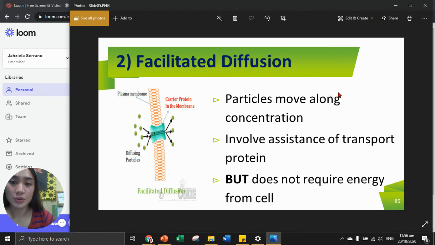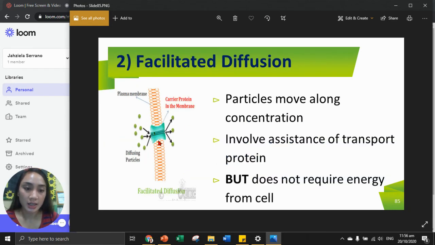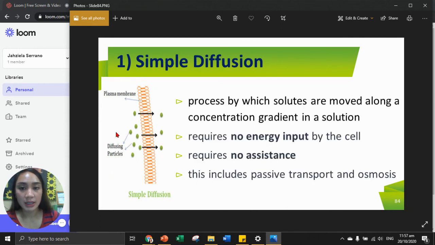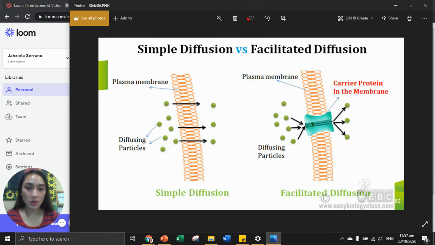Next is facilitated diffusion. So, this one, ganun din, particles move along a concentration. However, in facilitated diffusion, kailangan niya ng assistance of a transport protein. So maybe yung mga particles that are moving are larger compared to the ones that are moving in a simple diffusion, no? So kaya kailangan niya ng transport protein represented by the blue one. But this one does not require energy from the cell. So again, same lang din as simple diffusion, walang energy needed input, as long as it is moving in or out of the cell, no? So dire-diretso lang sila.